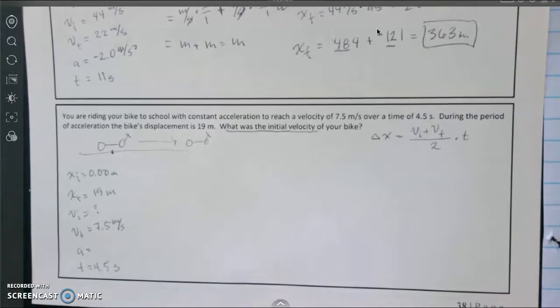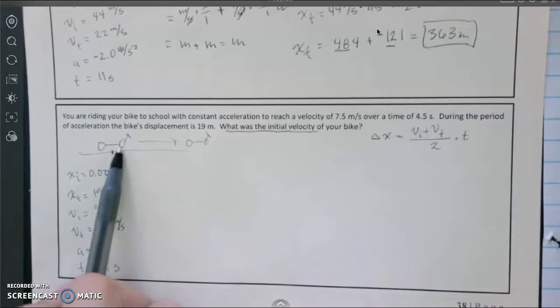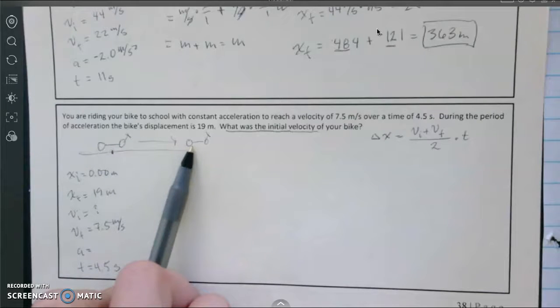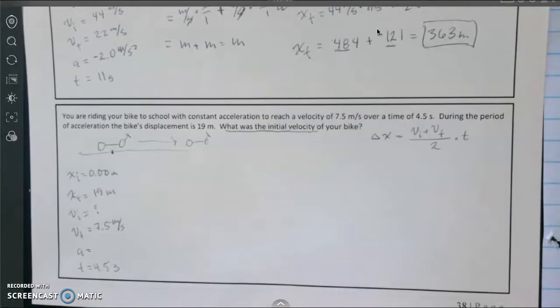I drew my picture and I established my origin. I said, this is where I'm initially recording and looking at what's happening here, and eventually I'm going to accelerate until I get to 7.5 meters per second. That happens over a 4.5 second time span, and I got that information down.